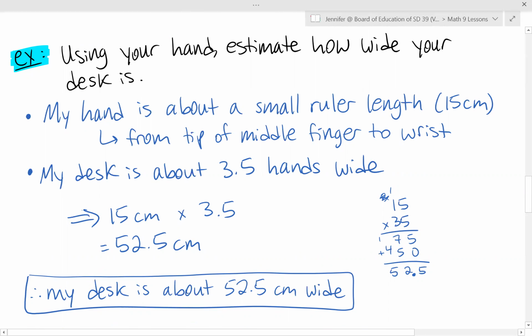So this is a really useful method or skill to have because you don't always have a measuring tool on you. And it's really, really simple to measure things using estimates. So it might not be perfect, but it can be pretty close.